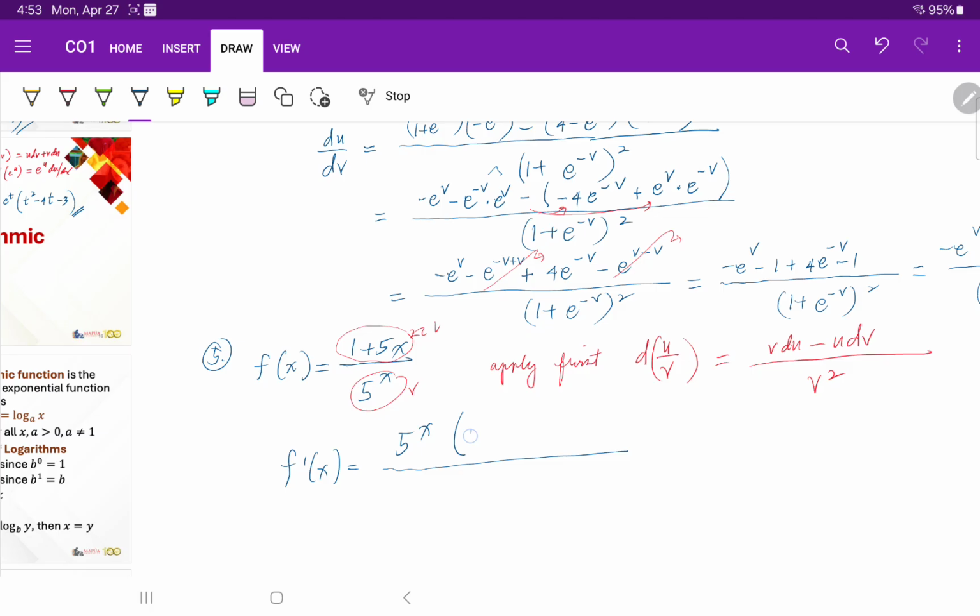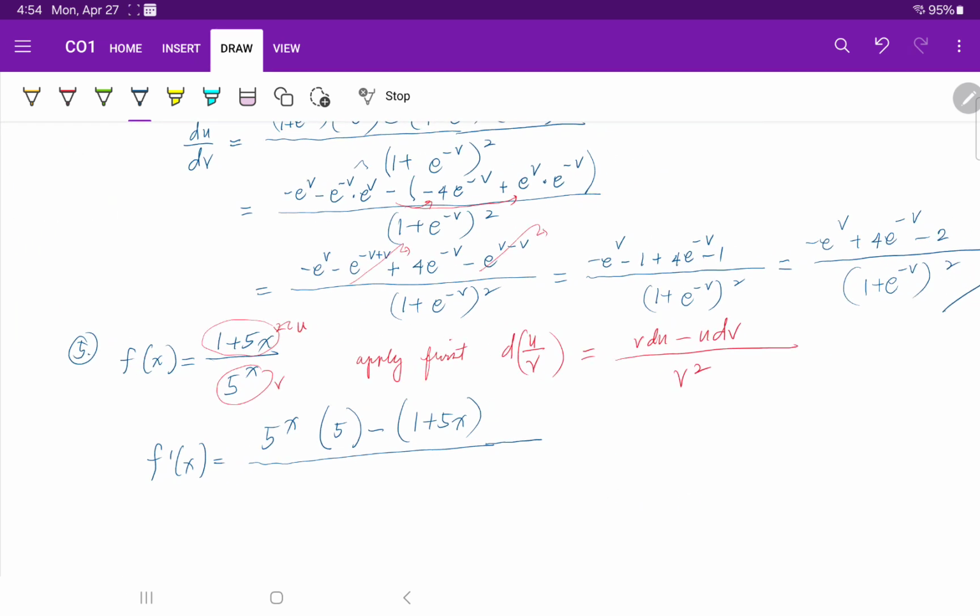The derivative of the numerator is what? 5. Minus 1, copy the numerator, 1 plus 5x. u dv. This is your u. So, what is dv? What's the derivative of v? We have the derivative of 5 to the x, a to the u. So, 5 to the x ln of 5, times 1 over 5 to the x squared.